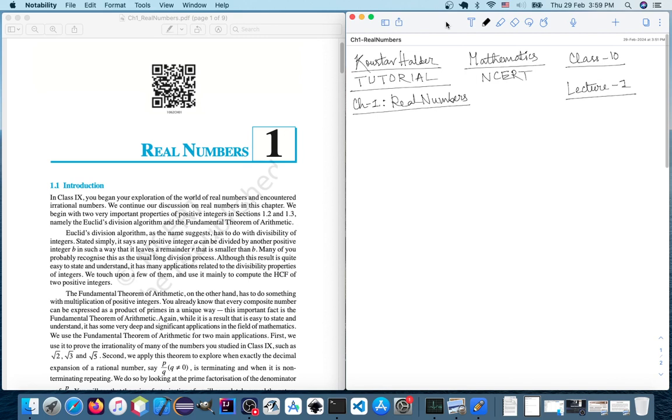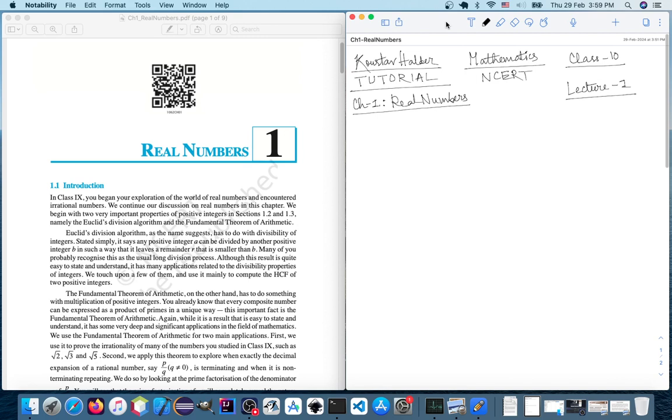Okay. So in the introduction, it says that in class 9, you began your exploration of the world of real numbers and encountered irrational numbers. In class 9, the first chapter was, I guess, number systems, where you learned about irrational numbers like root 2, root 3, that is numbers which cannot be written in the form of p by q, where p and q are integers and q not equal to 0. You learned how to represent irrational numbers and rational numbers on the real number line.